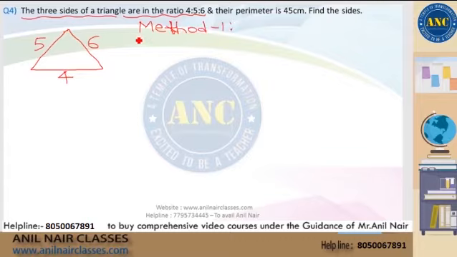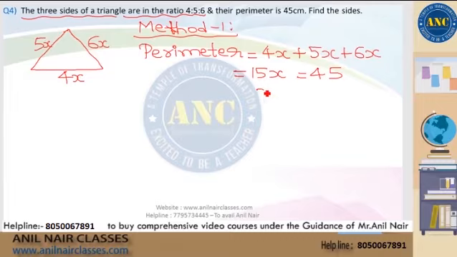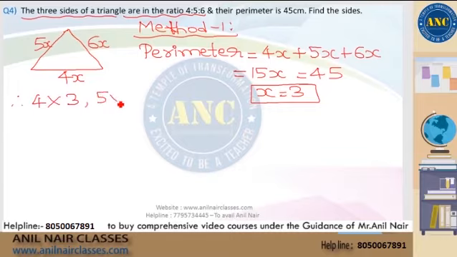Method 1. The three sides are in the ratio 4 is to 5 is to 6. They will take them as 4x, 5x, 6x, and the perimeter according to them is 4x plus 5x plus 6x, which is nothing but 15x. The question says it is 45. Equate it: 15x is equal to 45, so x is equal to 3. The sides are 4 into 3, 5 into 3, and 6 into 3. That means we will get the answer very easily in this case also.